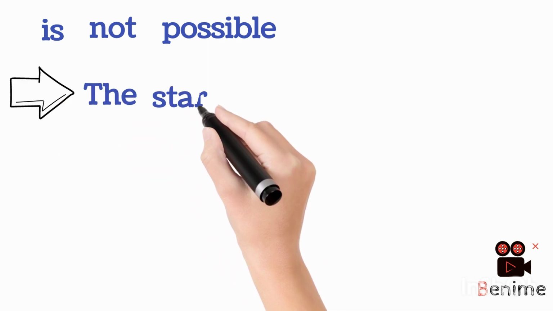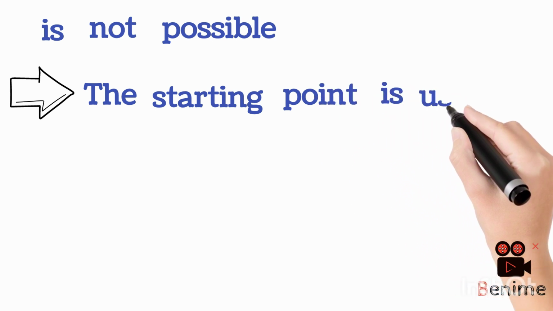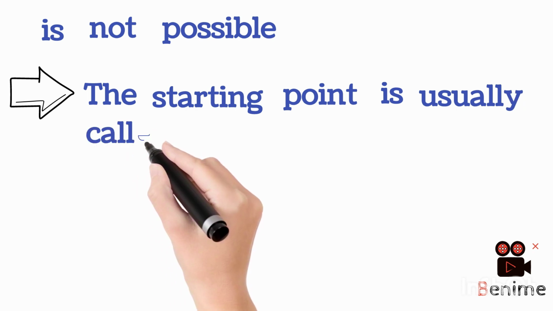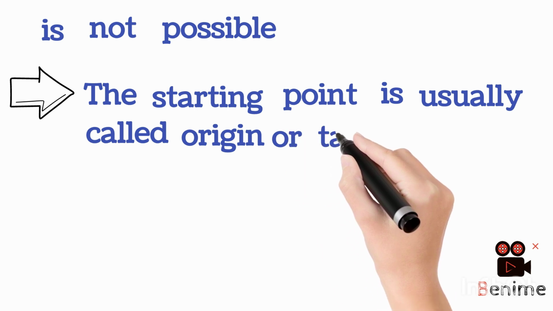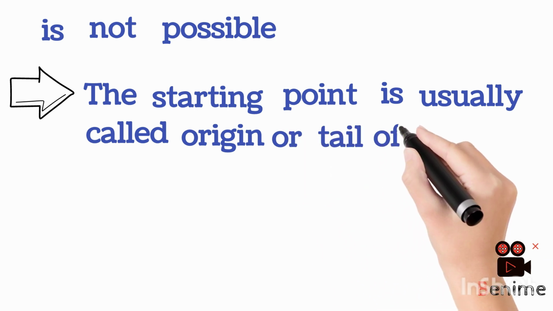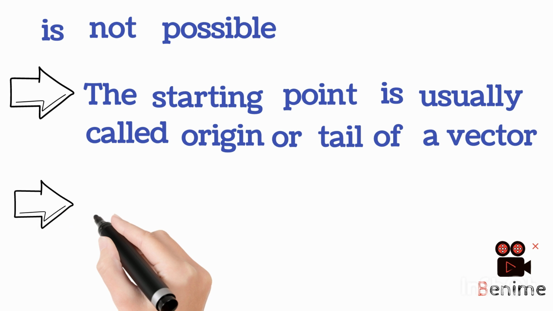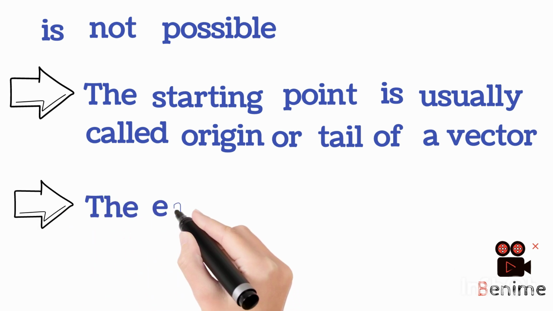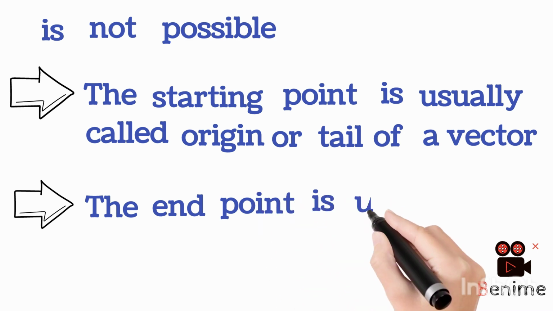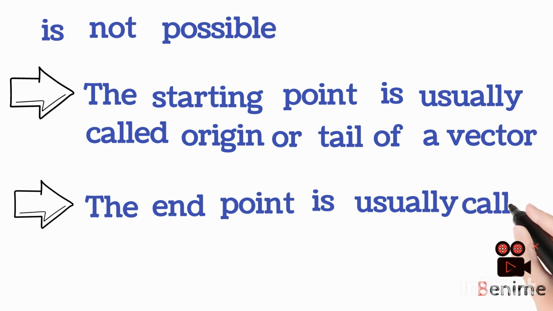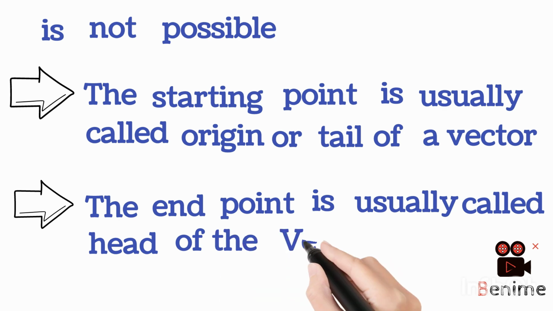The starting point is usually called the origin or tail of a vector. The end point is usually called the head of the vector.